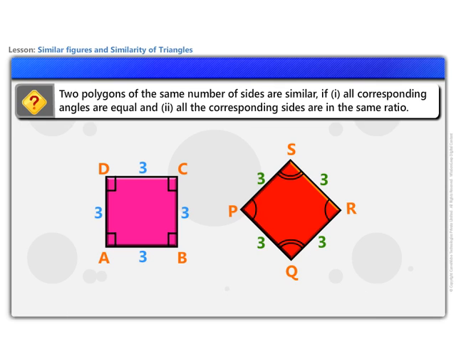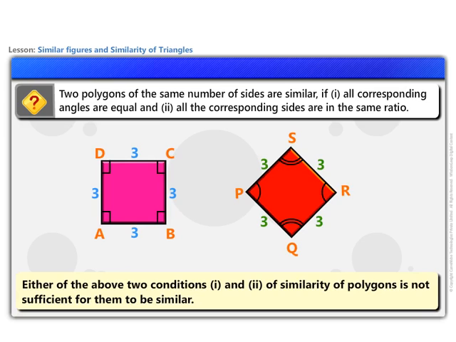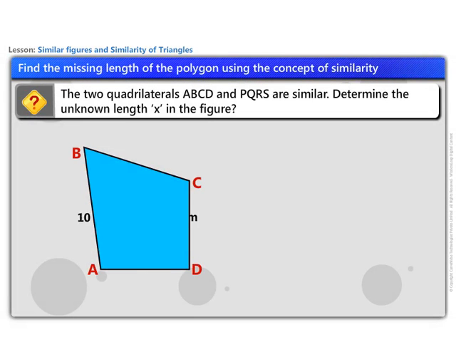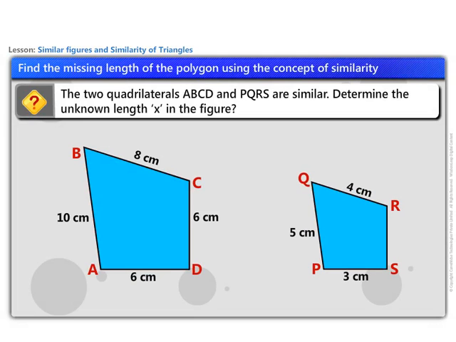From this, we can conclude that for quadrilaterals to be similar, they must be both equiangular and proportional. That is, either of the above two conditions, 1 and 2, of similarity of polygons is not sufficient for them to be similar.